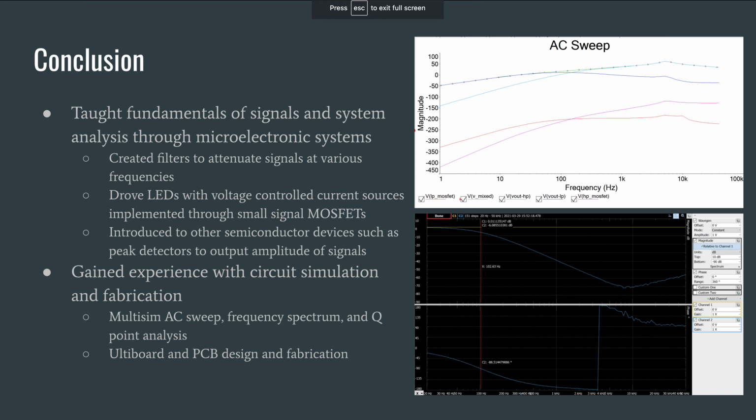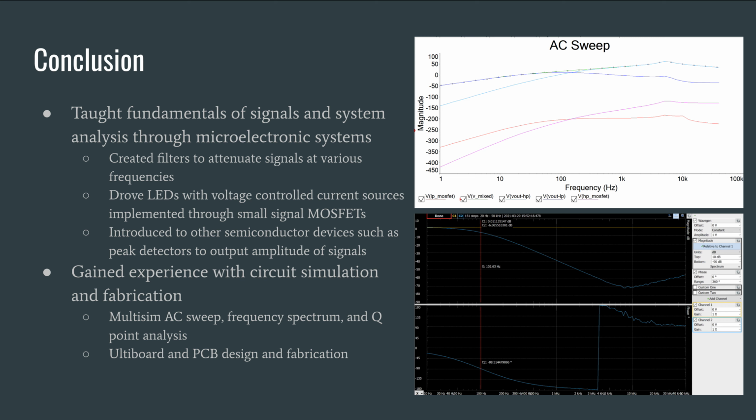So moving forward, a quick conclusion here for the audio visualizer. The audio visualizer taught the fundamentals of signals and system analysis through several implemented microelectronic systems, such as operational amplifiers, high and low pass filters, peak detectors, and MOSFET LED drivers.